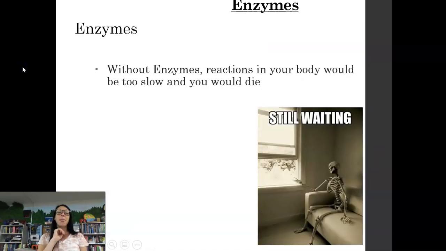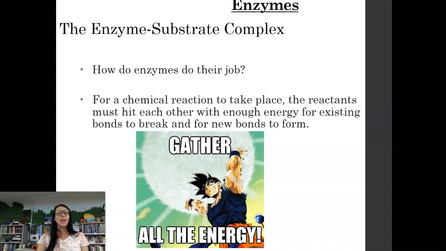So without enzymes, reactions in your body would be too slow, and eventually you would die because your body would not be able to maintain homeostasis. So enzymes are critical for maintaining that stable internal balance that keeps you you. Enzymes are going to come up multiple times this year. So remember, enzymes are a type of protein and nature's natural catalysts that help lower the activation energy of a chemical reaction so that it happens quicker.